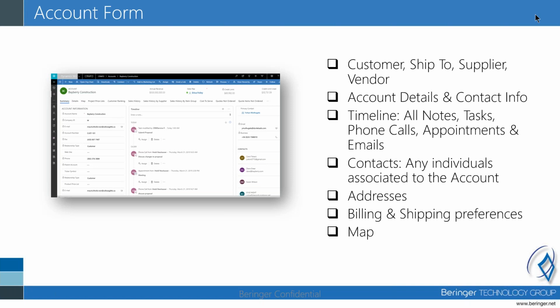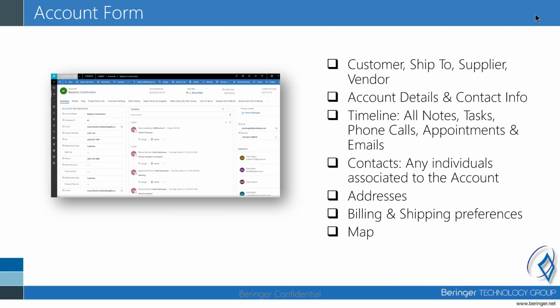And in the middle of the screen, we see our timeline, which is where we can see all of our notes, tasks, phone calls, appointments, and emails that are related to this particular account. The timeline will display all of those different records in the chronological order in which they were entered, starting with the most recent first.